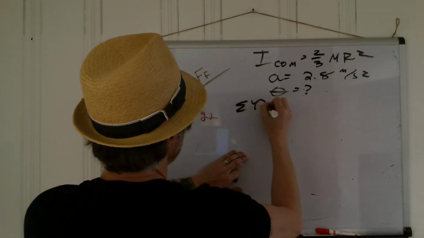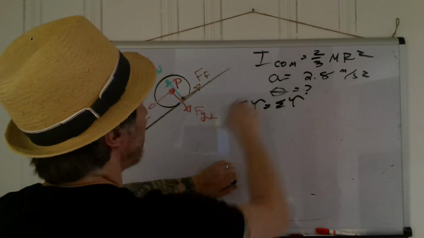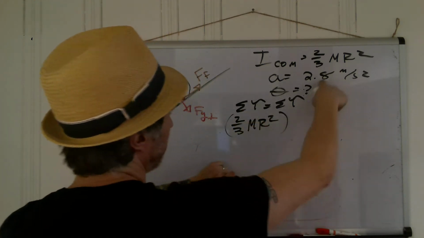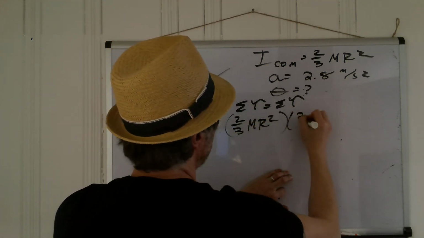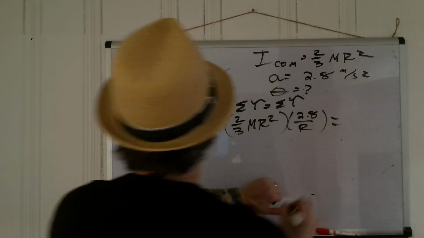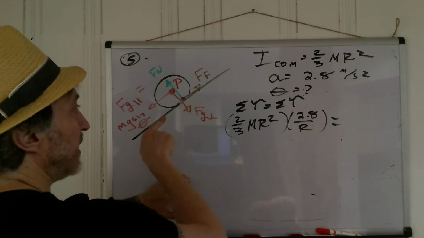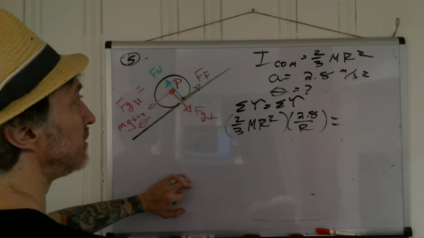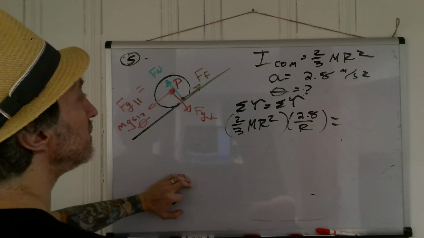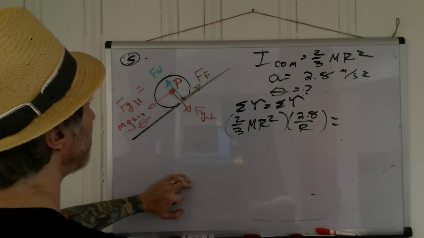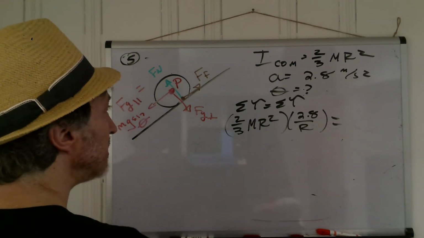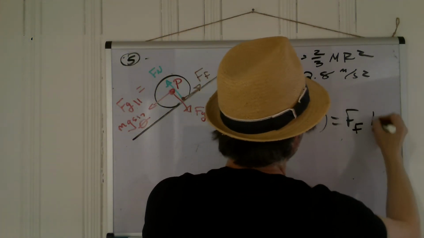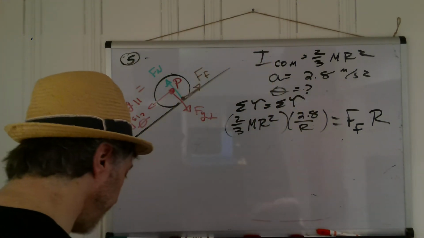What's that going to give us? Well, that means I times alpha, so 2/3 mr squared times alpha. Well, alpha's a over R, so 2.8 over R equals our net torque. Well, the only force that's going to produce torque here is our friction, right? Huh, this is actually not that bad. Okay. Well, we don't know our force of friction, but we do know our radius is R, right? Oh, so we're going to be able to solve directly for our force of friction, aren't we?